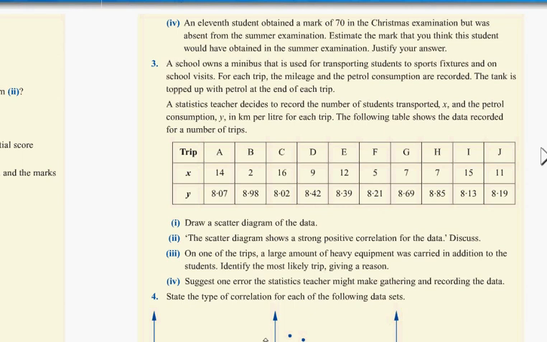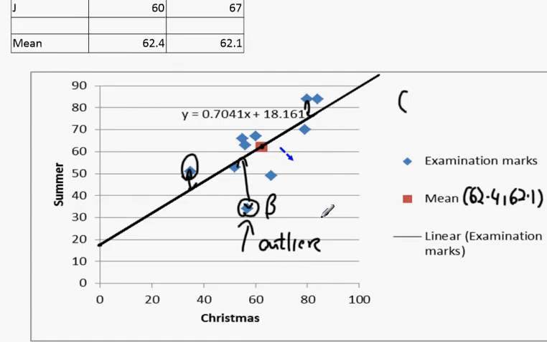And our line looks like this. He got 70 at Christmas. We put a line coming up from the 70 mark. It hits the line. Then you go across. If he got 70 at Christmas, he would have got about 67 or 68 at summer. Okay, 68. Now that that's done, that's the last question there.